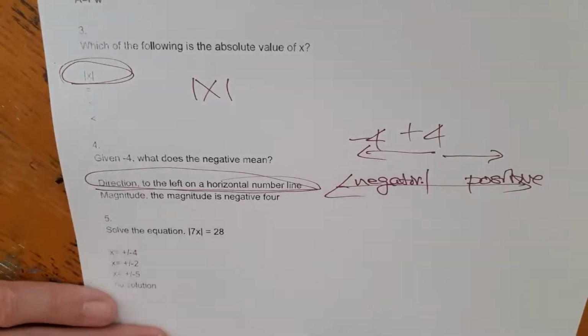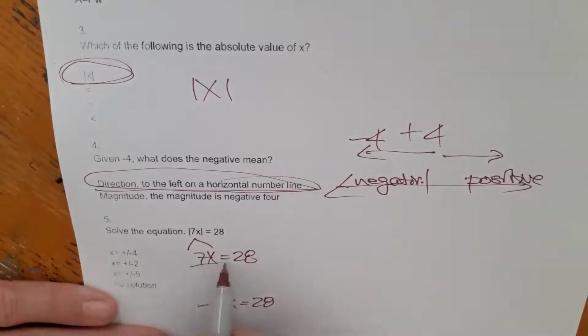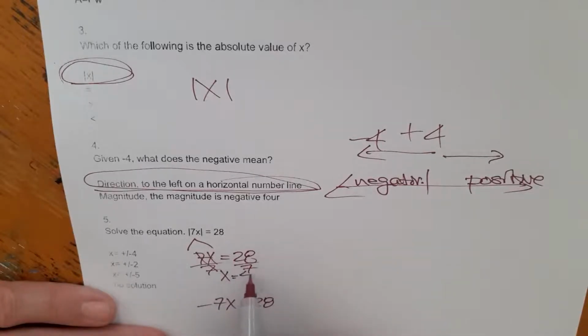Solve the equation absolute value of 7x equals 28. Well, what we're really considering here is two options for this, right? We're considering a 7x equals 28. But this could also be negative in there. So we're also considering a negative 7x equals 28. Well, let's solve both. So divide by 7, divide by 7, right? So this disappears. X equals 28 divided by 7 is 4.